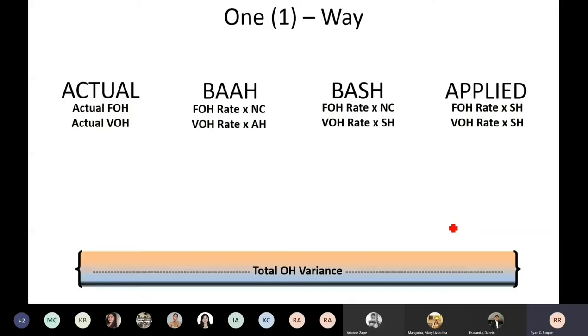One-way overhead variance analysis. Pag tinanong ang one-way overhead variance analysis, dulo to dulo lang ang comparison yan. Okay? Just compare the actual and the applied. Ang applied naman, hanapin mo lang yung rate natin sa exam or i-compute natin yung rate na to, i-multiply natin sa standard hours. Wait lang. Malolobat ako. So, ano lang?